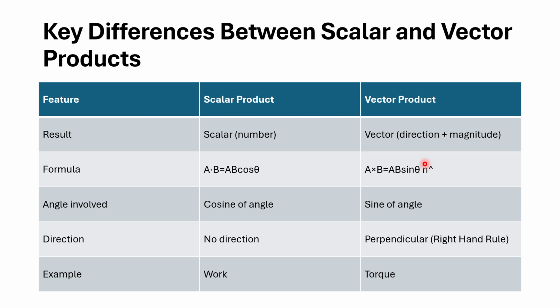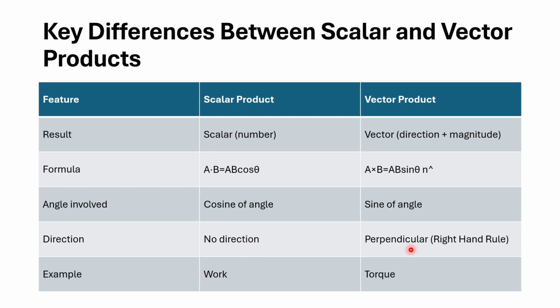This cap above the letter shows the unit vector. The angle is involved in both: there is a cosine of the angle in the scalar product, and here we have the sine theta in the vector product. As we know, scalars don't have any direction, so the scalar product also has no direction, always a number only.